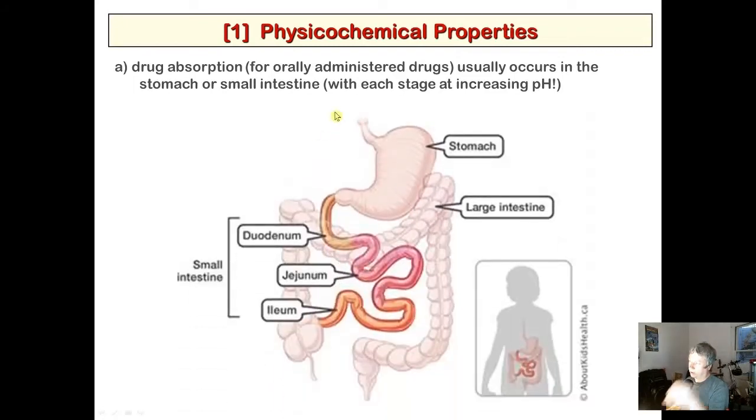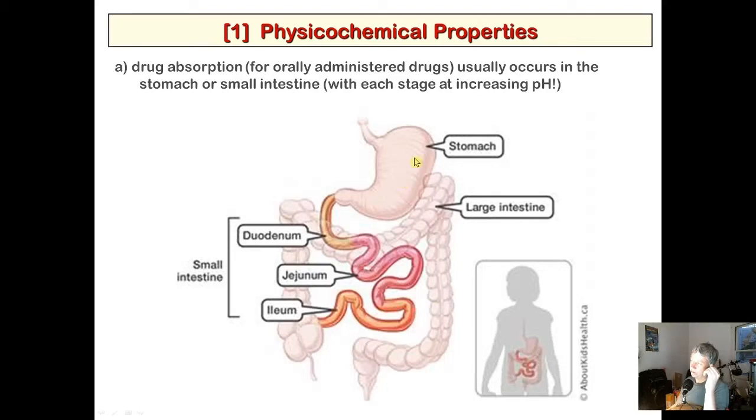Okay, so when a drug is administered orally, it first passes through the esophagus, gets into the stomach, and then we have the small intestine, which is composed of the duodenum, the jejunum, and the ileum. This is a tubular passageway that eventually leads to the large intestine, which is basically the colon, and then eventually the drug gets excreted.